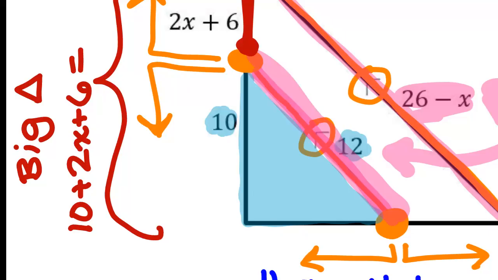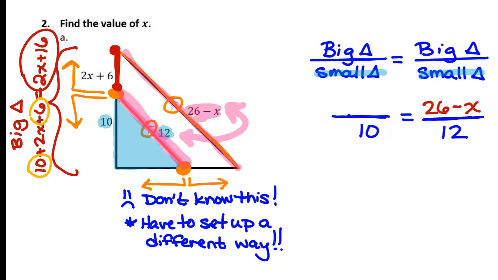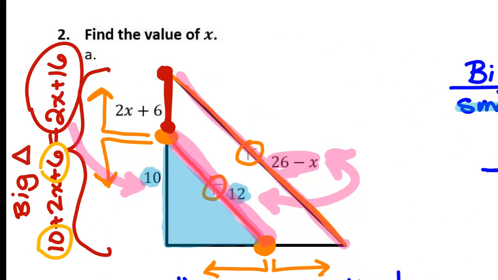Now I've got some like terms in there. I have a 10 and a 6 that are like terms. So what do I get when I add these two together? 16. So I would have 2x plus 16 here. And that has to make a fraction with 10 on bottom.